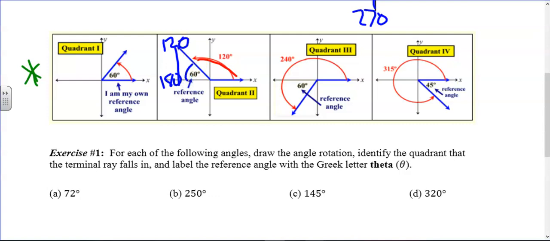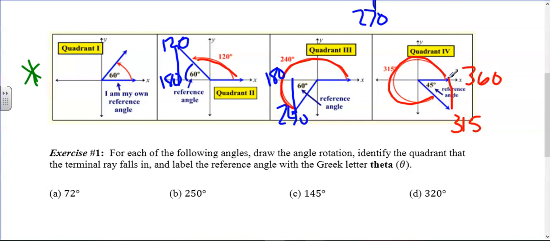Now if I'm in quadrant 3 and I go all the way around to 240, my reference angle, again, we always draw it straight up to the x-axis. This is 240, and this is still 180. How many degrees are in between 240 and 180? 60 again. And then if I go all the way to quadrant 4, this is 315. Now it's almost to 360, right? So if I draw my angle up, the angle in between 360 and 315 is 45.